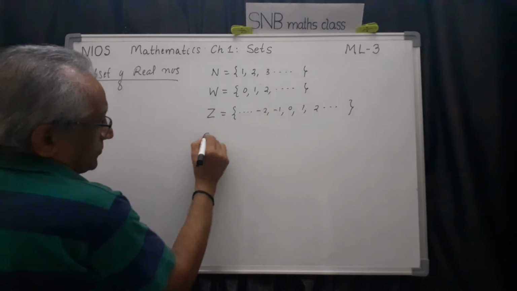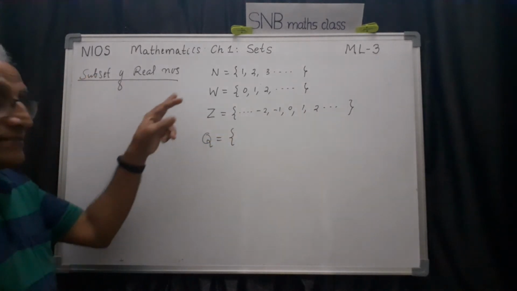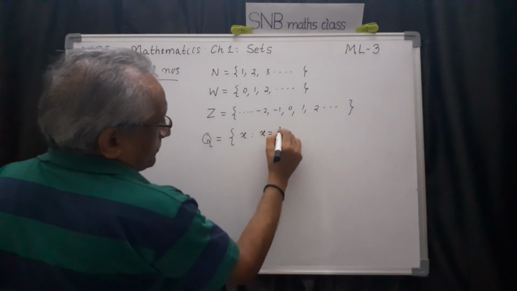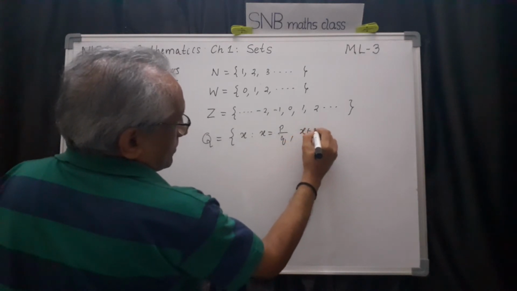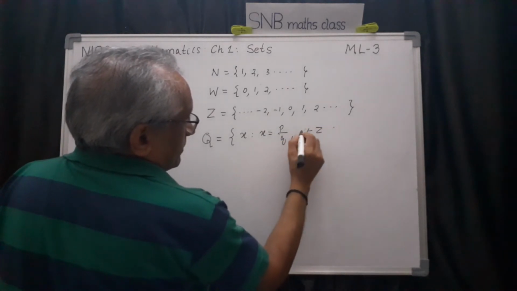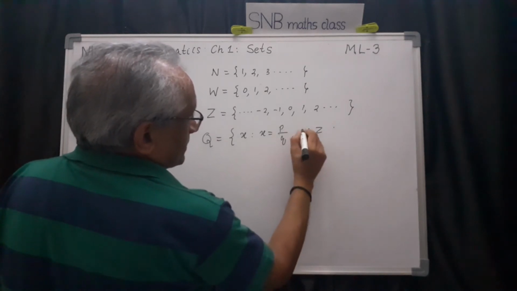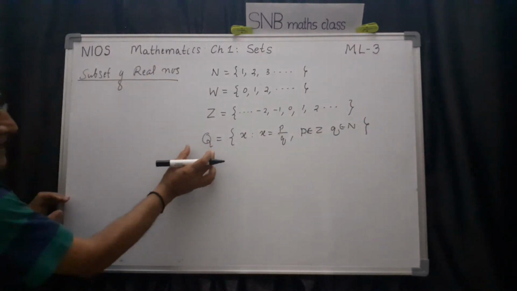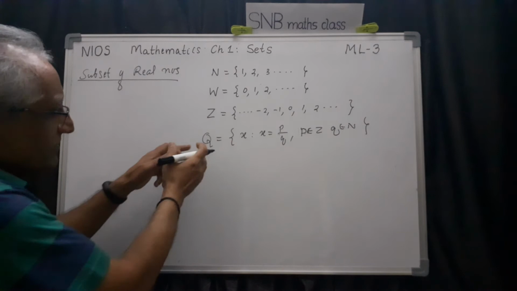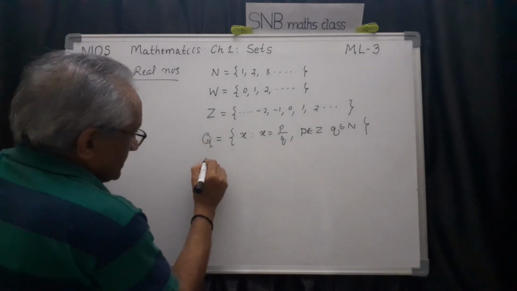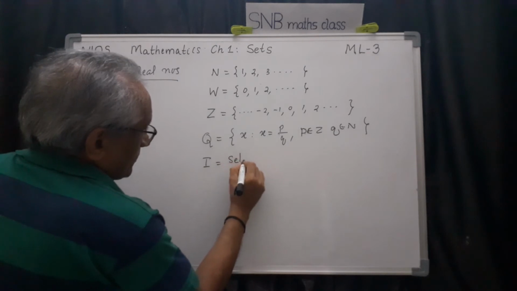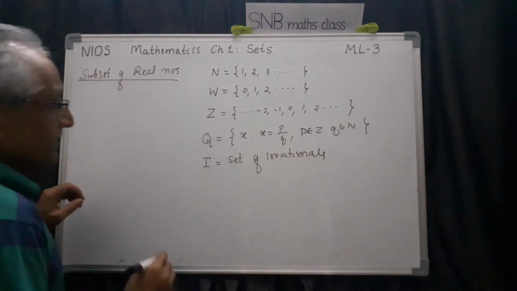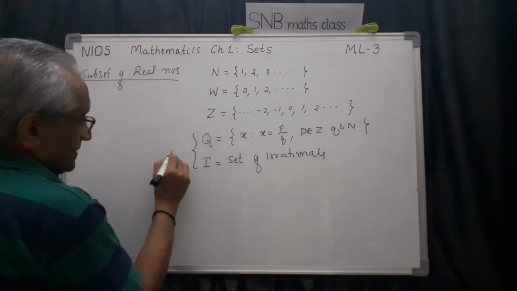Then if you take Q, it means the set of rationals. All these things you have studied in school. This is {x such that x equal to p by q, p belongs to Z and q belongs to N}. So this is rational numbers. That means fractions. Even this includes integers also. Then the next one is I. This is the set of irrationals. And all these things you have studied actually. And if you combine these two, that is called real numbers.